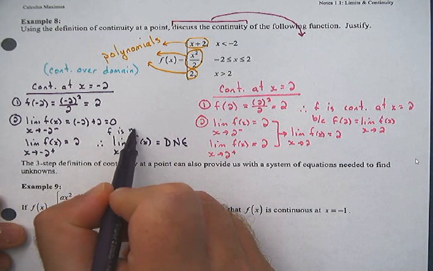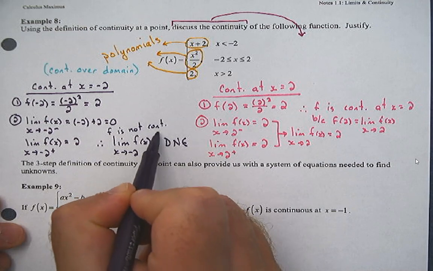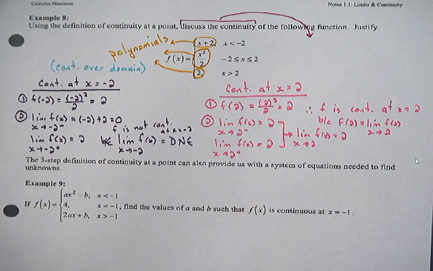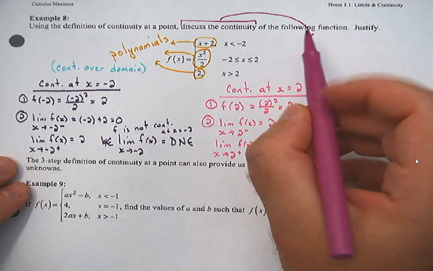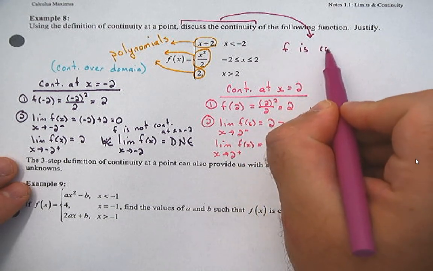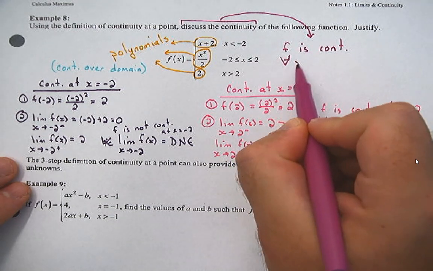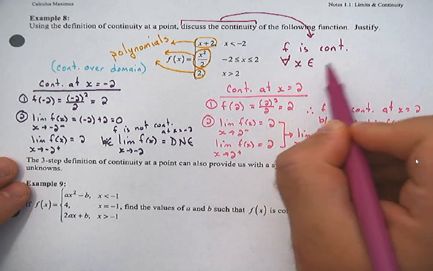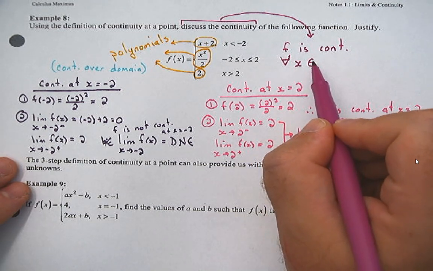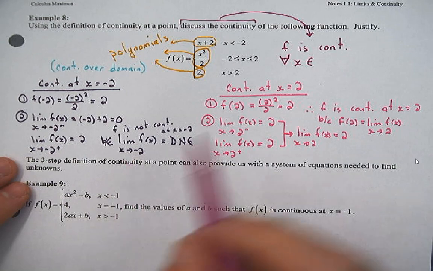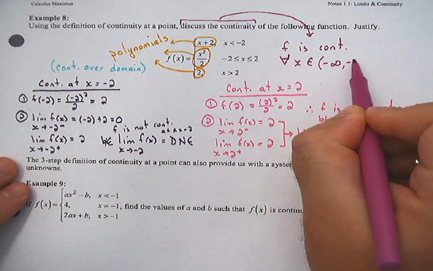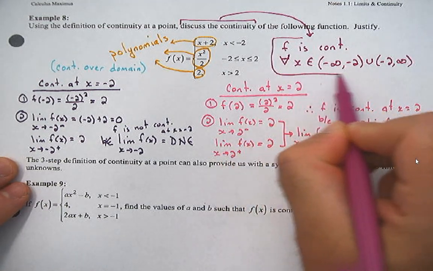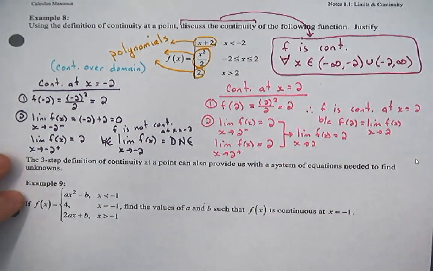f is not continuous at x equals -2 because the limit does not exist. So we could now say f is continuous for all x. That upside down A means for all x that are an element of, so I want to include everything except for -2. It's the only place we're not continuous. So I would go from -infinity to -2, don't use it, union with -2 to infinity. I would box it in and put it up on my fridge, and I'd be all proud of myself.